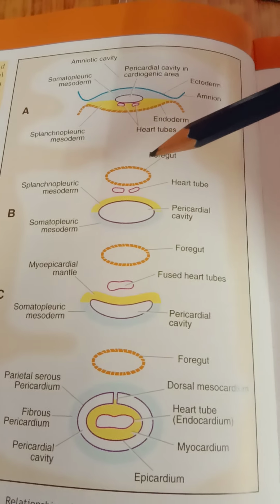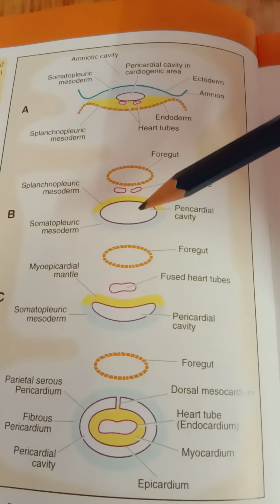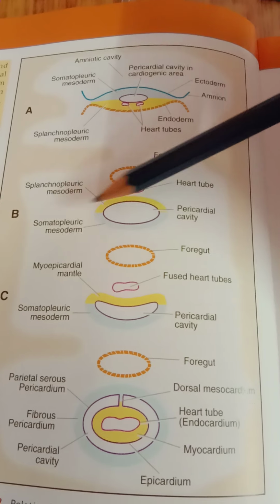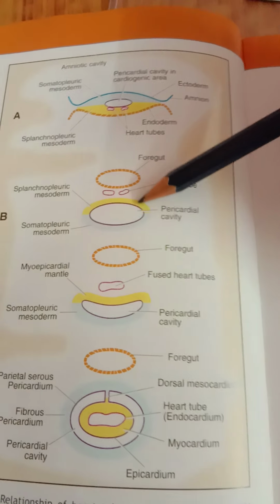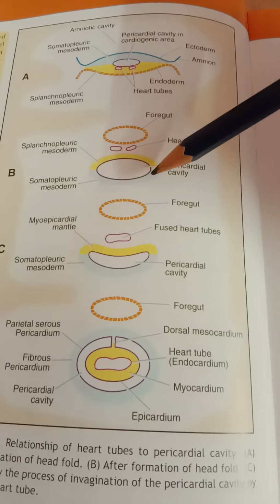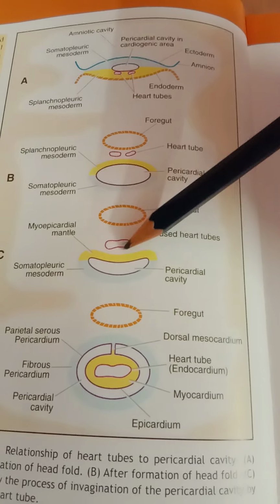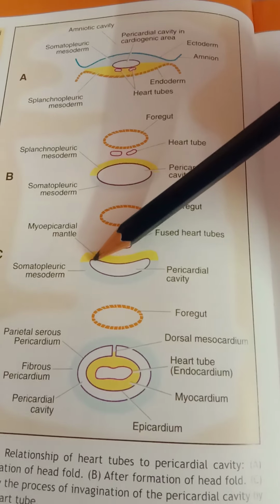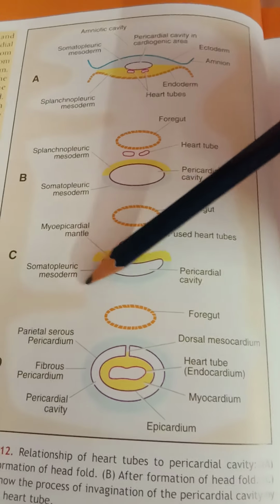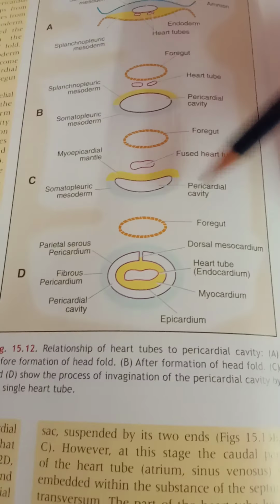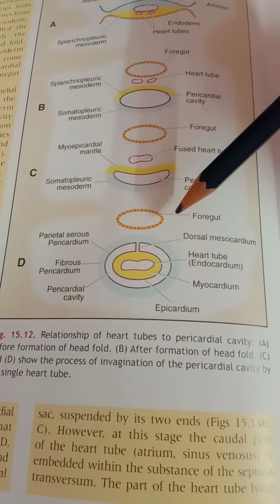We'll see here. Foregut, heart tubes, pericardial cavity is formed from the intraembryonic coelom, and this is splanchnopleuric mesoderm, this is somatopleuric mesoderm. So both are lining the pericardial cavity. So this is the foregut. Now the heart tubes, we said both endodermal heart tubes are fused over here, and this is forming the myoepicardial mantle. This is the somatopleuric mesoderm, this is the pericardial cavity. So now finally we can see how it has changed.